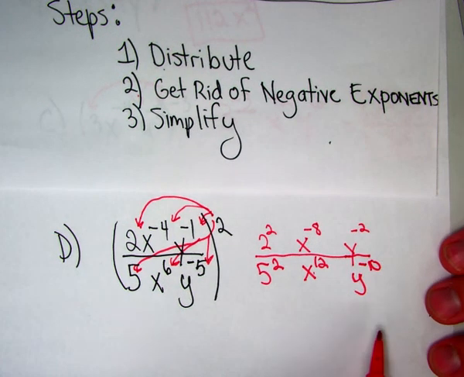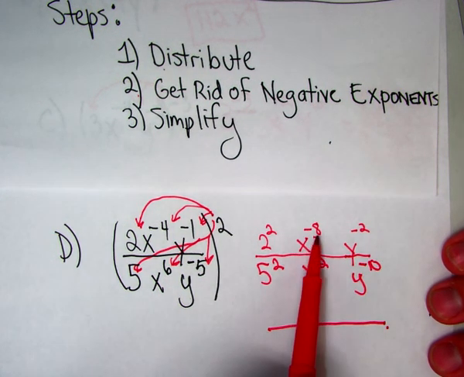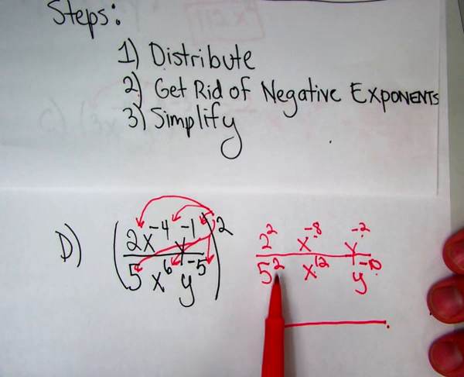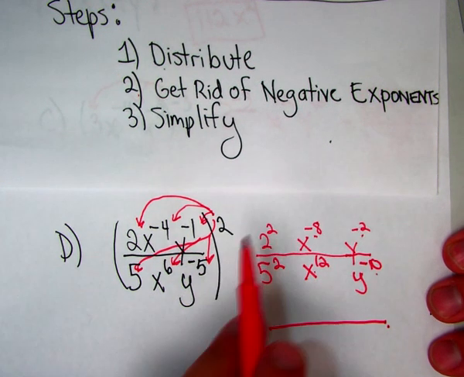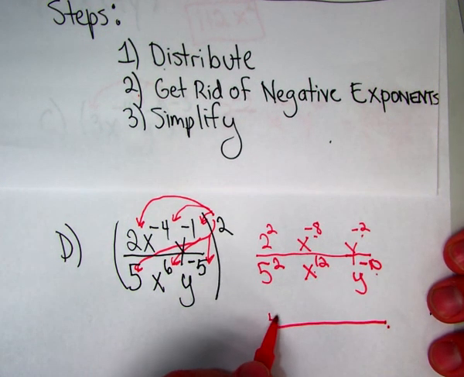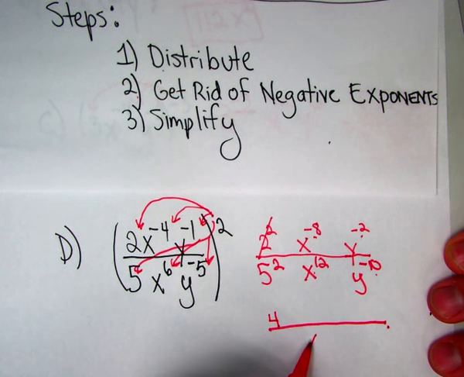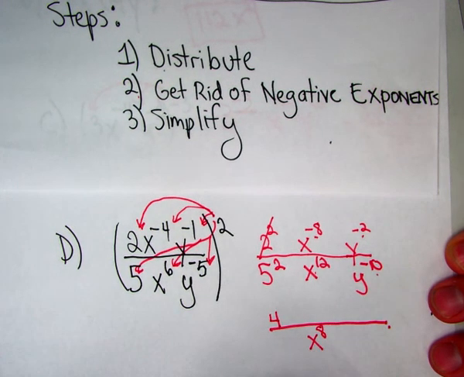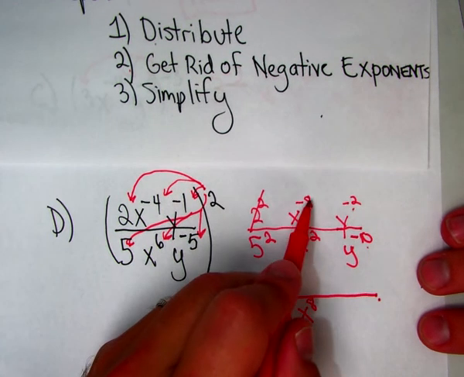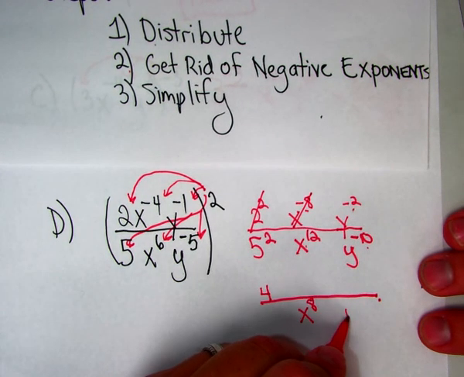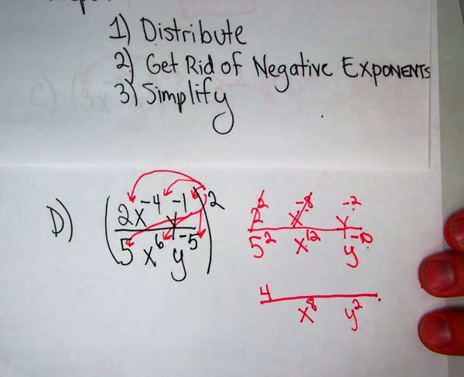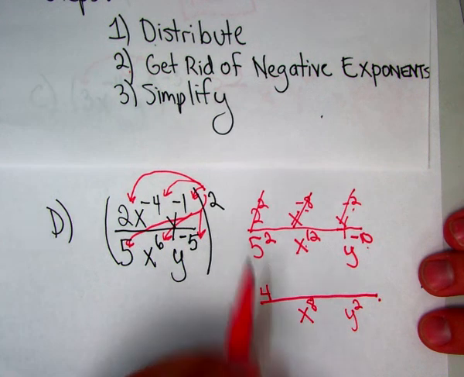Okay? In step 2, it says to get rid of negative exponents. There's only 3 negatives that we have to worry about here. So 2 squared is just 4. Let's take care of that. X to the negative 8, we're going to move down to the other side. Make it a positive down there. Y to the negative 2, we're going to move down to the other side and make it a positive over there. 5 to the second is just 25.